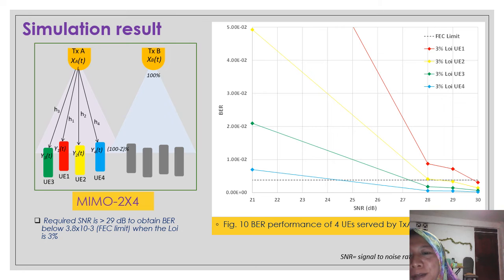And 28 dB of SNR of the transmitted signal of TXA is not enough to hold the LOI of 3% from the TXB signal. As we can see in this figure, the bit error ratio of every user, UE1, UE2, UE3, and UE4, is below the FEC limit when the SNR is 30 dB.